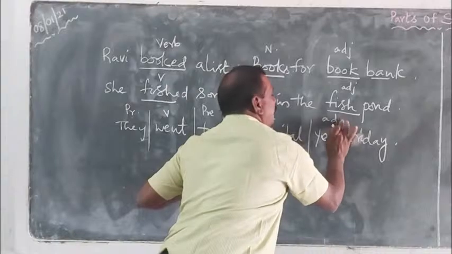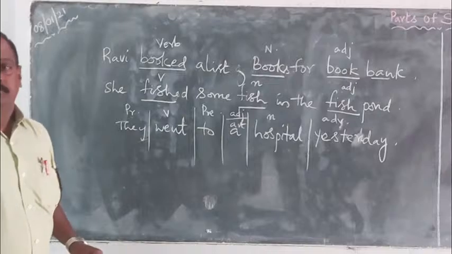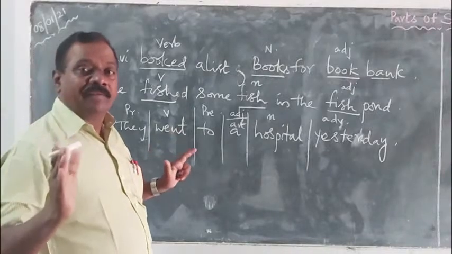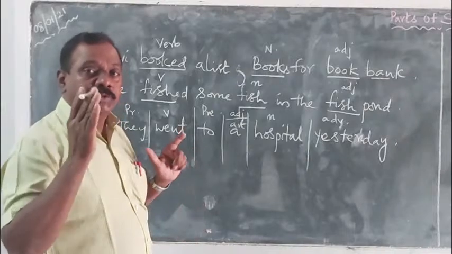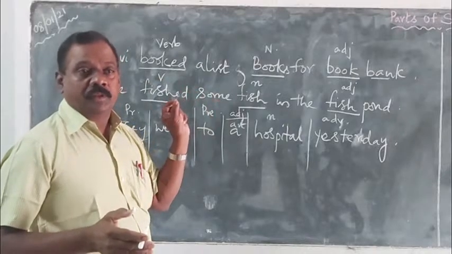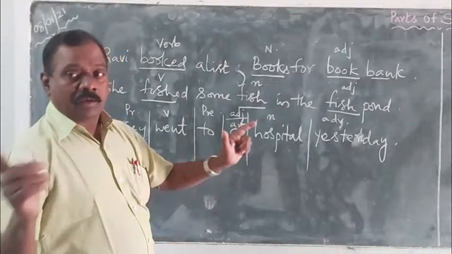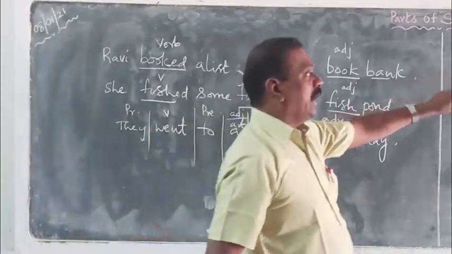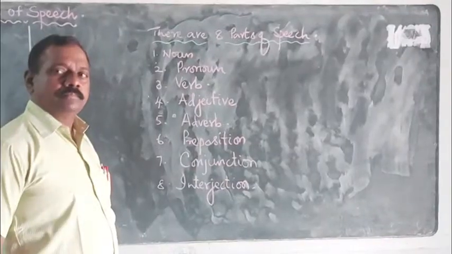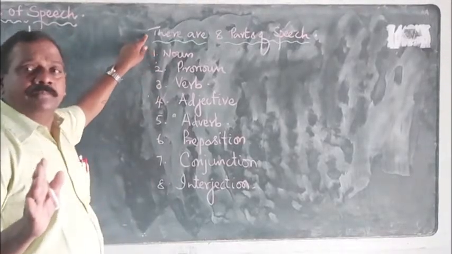So, in any sentence, every word has one particular part of speech. So why? The parts of speech play a very important role. So we should know what that particular underlined word is. So identification. Let us see. There are 8 parts of speech in English. This is the basic thing. Everybody knows. Okay. There are 8 parts of speech.